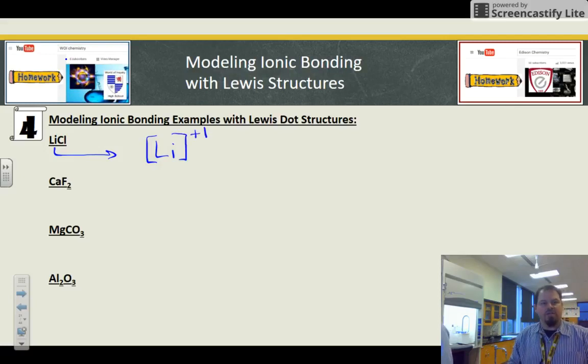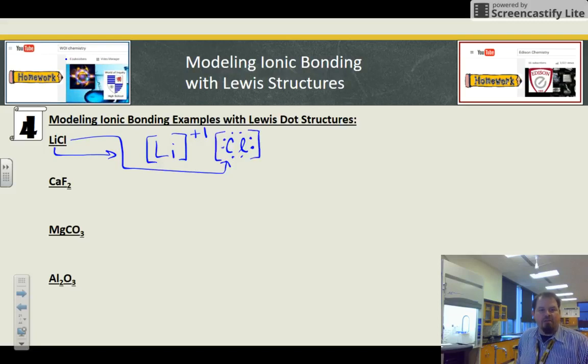So the metal's going to get atoms, brackets, charges, dots. We're going to get LiCl, with brackets around both. He's going to make sure the charges are there and the dots, and the dots only go around the non-metal.